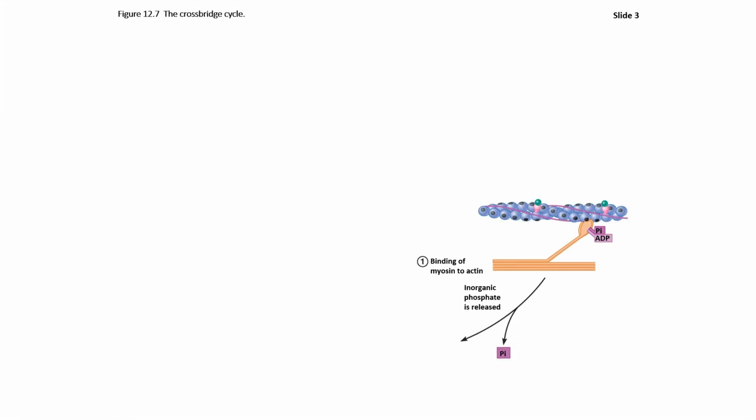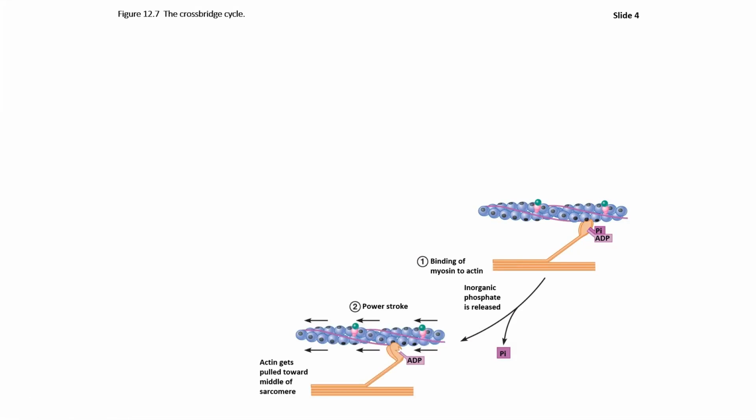Then we've got the releasing of that inorganic phosphate, and that brings us to step 2. This is where we have the power stroke. Because we have that phosphate released, we talk a lot about the energy that's stored in that third phosphate of ATP. When that phosphate is released, it donates the energy for myosin to drag actin towards the center of the sarcomere, towards the M line. As it drags actin, it moves to a different position, and that's the power stroke. That's what's shortening the sarcomere gradually.